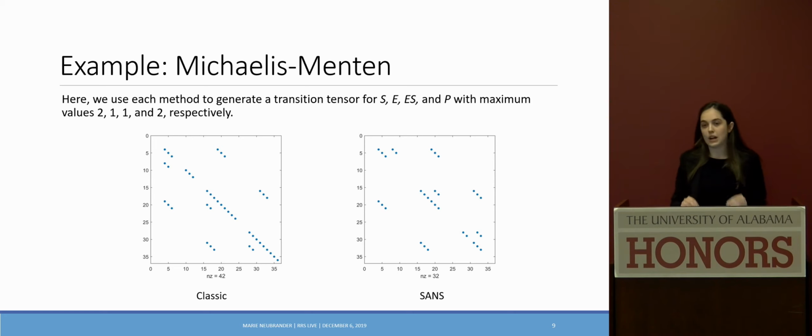We're not looking at the actual elements in the matrices. Rather, we're looking at the number of non-zero values. That's what the blue dots represent. And you can already see that the classic method yields a matrix that has 42 non-zero elements, and the SANS method yields a matrix that has 32 non-zero elements. So very clearly, on a surface level, they do yield different results.